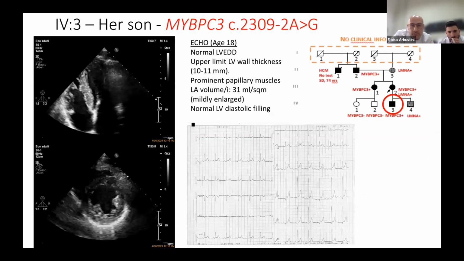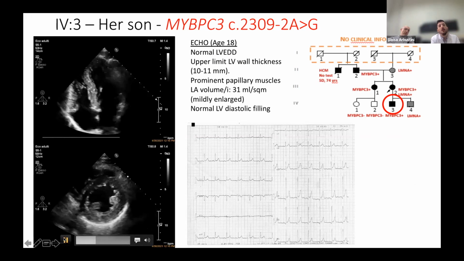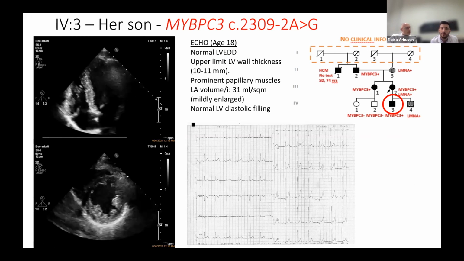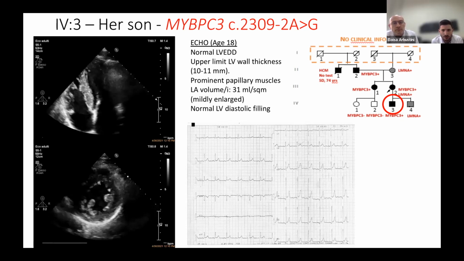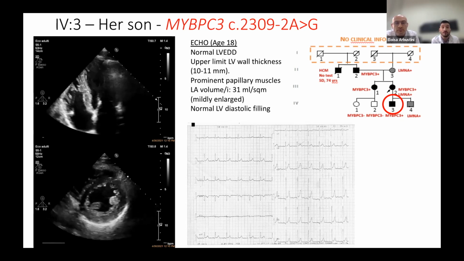Here is the son of our proband who carries the MYBPC3 variant and shows an early phenotype with slightly increased EKG voltage. From the echo we can observe a preserved ejection fraction, normal left ventricle dimension, upper limit left ventricular wall thickness up to 10 to 11 millimeters, prominent papillary muscles, and just mild left atrial dilation with normal left ventricular diastolic function.